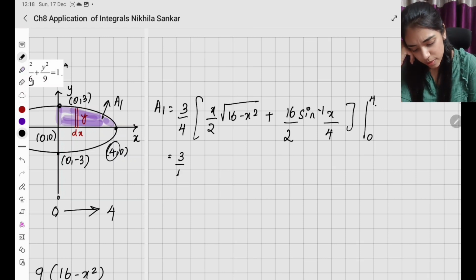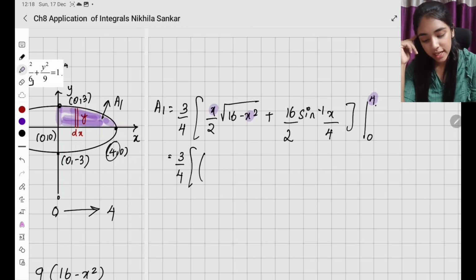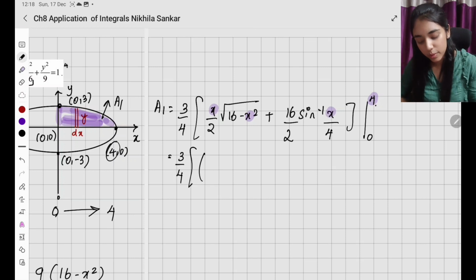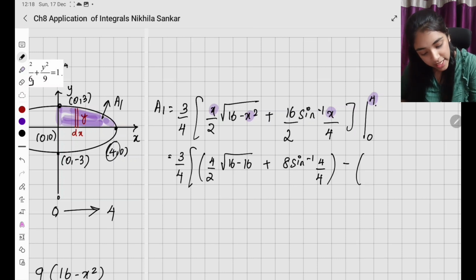So, this is going to be 3 by 4 times, I'm going to open a big bracket and I'm going to substitute the upper limit. Upper limit minus lower limit. So, wherever there is x, I'm going to substitute 4. So, I have 4 by 2 square root of 16 minus 4 square, which is going to be 16 minus 16, plus 16 by 2 is 8, sine inverse of 4 divided by 4. Upper limit is substituted. Minus, now the lower limit.